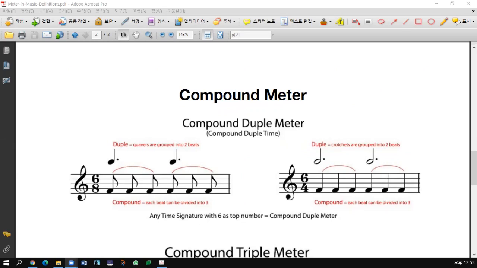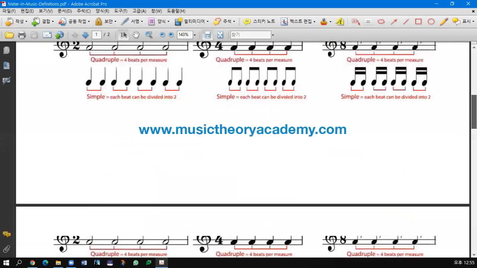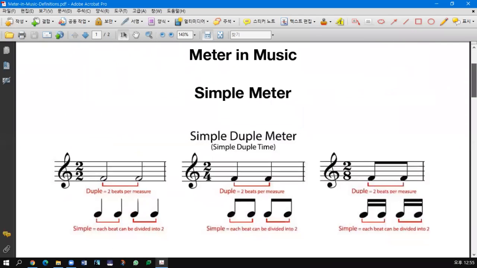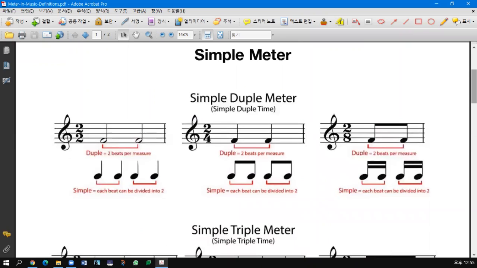Continue to talk about the time signature. You remember we talked about simple meter and compound meter, right? Before we look for the category of the time signature, you need to know the time signature, right?